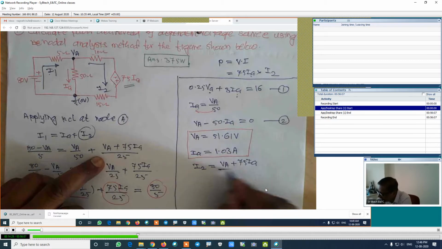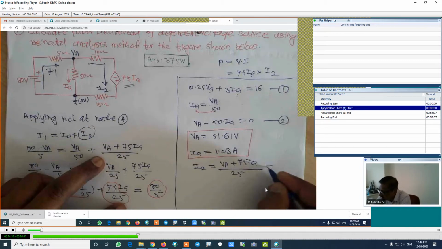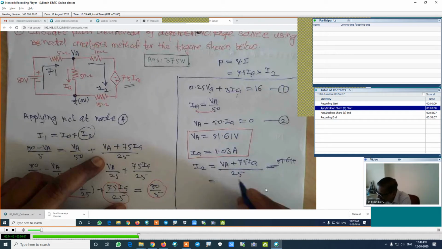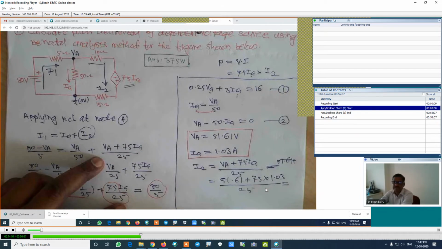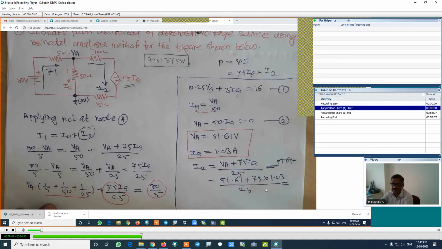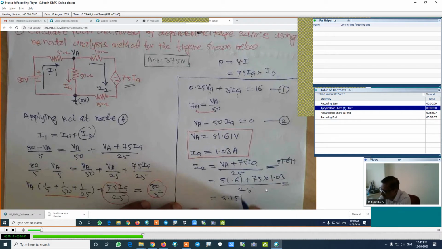In this case the formula for I2 is VA plus 75 into IA, divided by 25, which is equal to 51.61 plus 75 into IA, which is 1.03, divided by 25. Find the value of the current I2. How much is I2? Yes, unmute yourself. 5.15. 5.15 amperes is I2.